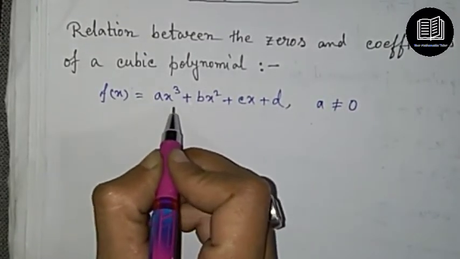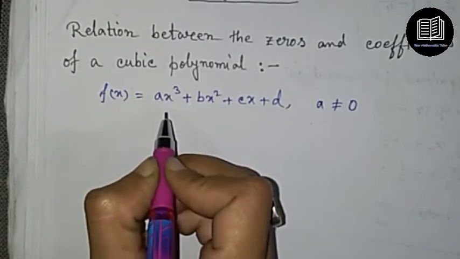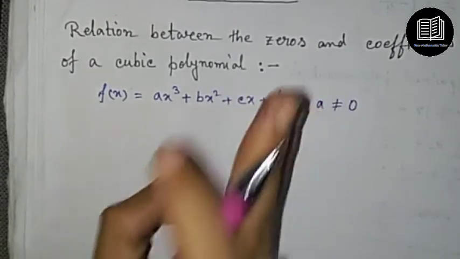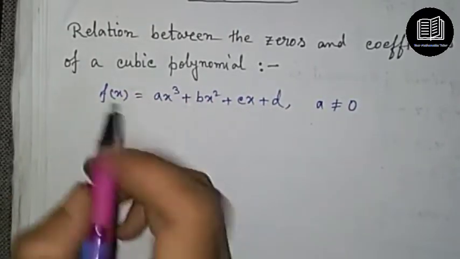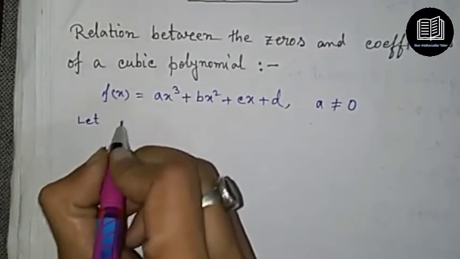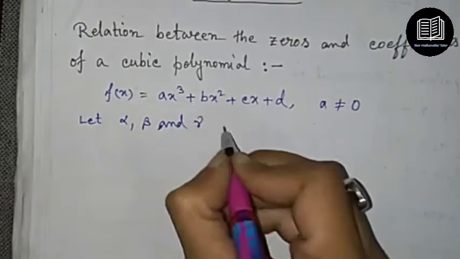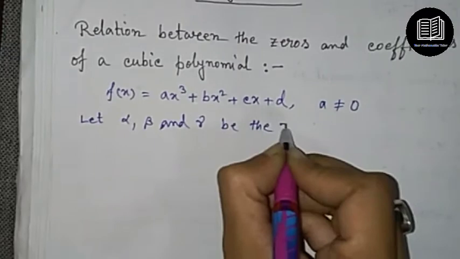So a cubic polynomial has how many zeros? Since the degree is 3, there are 3 zeros of a cubic polynomial. Let the zeros be alpha, beta and gamma.